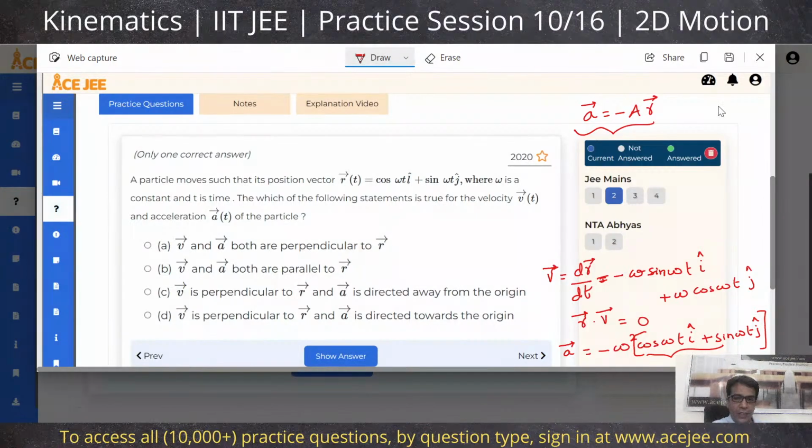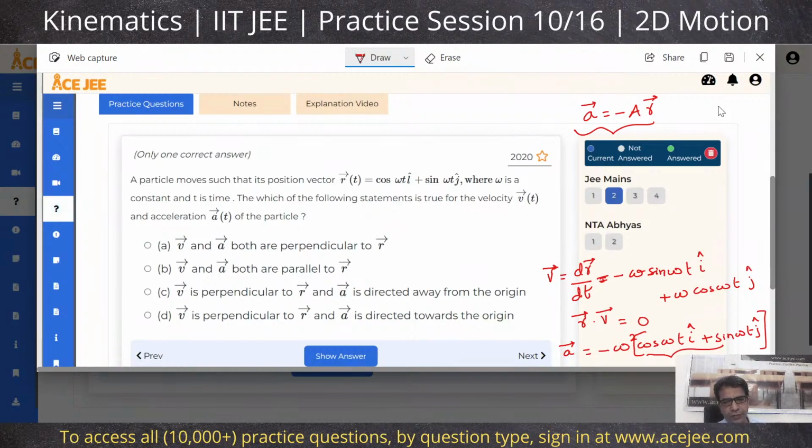Yes, sir. So R is pointed away from the origin. Remember, position vector always has its tail at the origin and the head at the location of the particle. Acceleration seems to be the opposite direction, so it must be directed towards the origin. Clear, beta? Yes, sir. Okay.